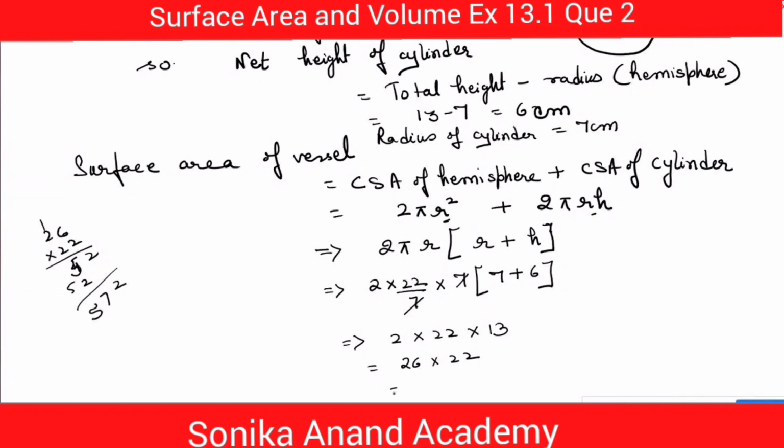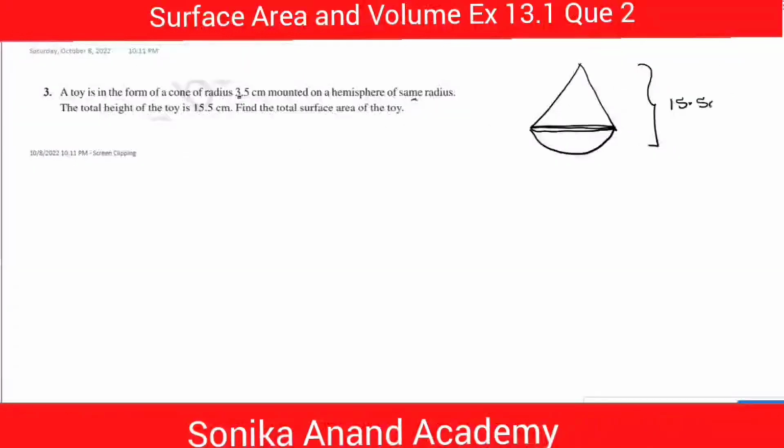So we have the surface area, and the radius of the cone is 3.5 centimeter. Clear? We have to find the total surface area of the toy. So for the total surface area, that means we have to split it into cone and hemisphere.